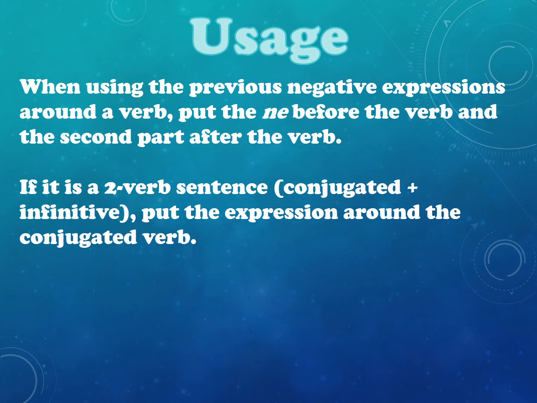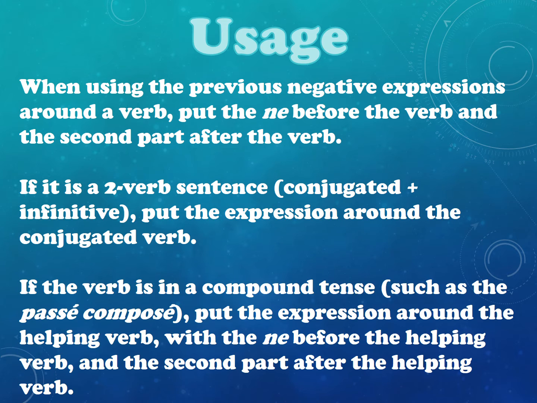It's the same thing in English. We say I can't with our second verb. In French, you say je ne peux pas with the second verb. If the verb is in a compound tense, such as the passé composé, the expression goes around the helping verb. The ne goes before the helping verb and the second part after the helping verb.